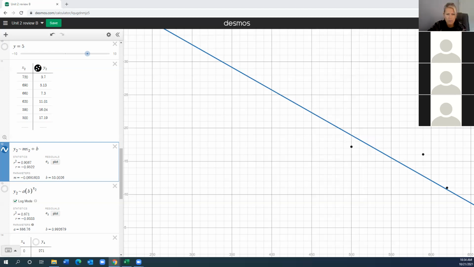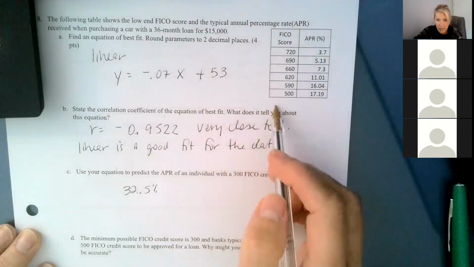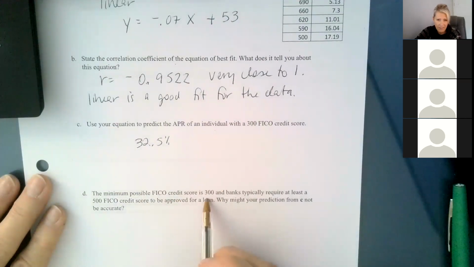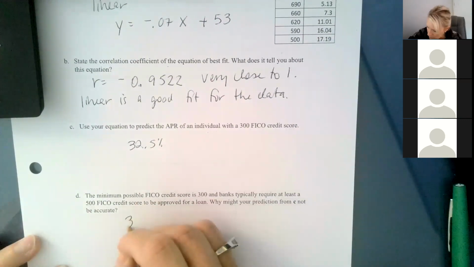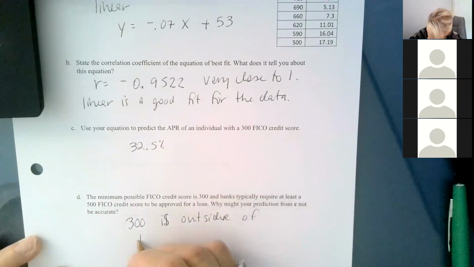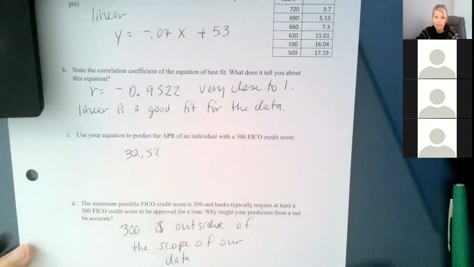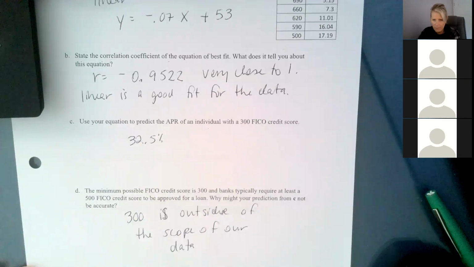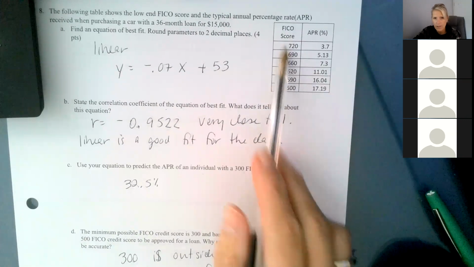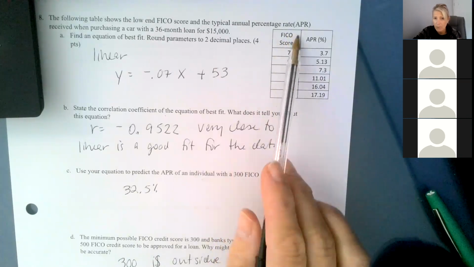So let me go back to my paper. Hopefully you can see my paper right now. So because our data is between 500 and 720, we really should not be predicting outside of that. So it's outside of the scope. 300 is outside of the scope of our data. There have been other worksheets where we've been outside of the scope of our data. I just haven't really talked about it. But whenever you do predicting, you should really always be predicting within the data scope that you already have. So predicting lower than 500 is not good. And predicting more than 720 is not good, because you're saying, I'm going to predict what's going to happen way down here, or up here, which isn't always great to do.